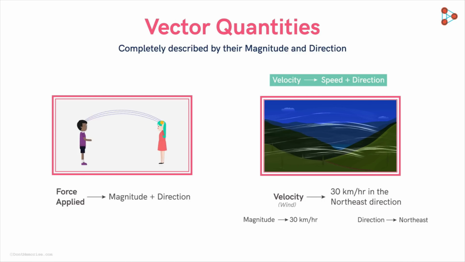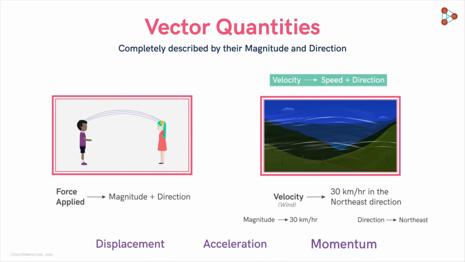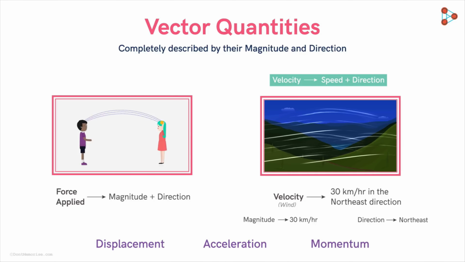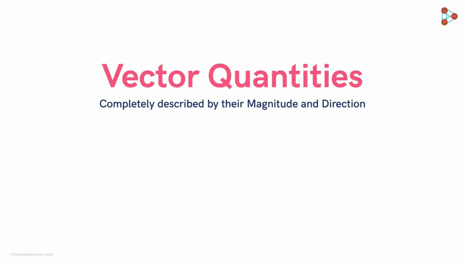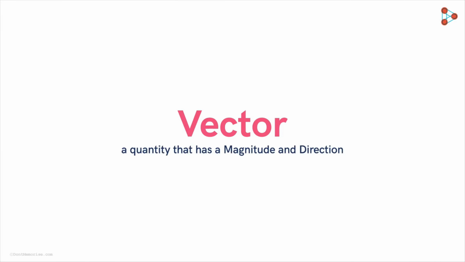In mathematics and physics, you will encounter many vector quantities like this. Some more examples of vector quantities are displacement, acceleration, momentum, and so on. In this video and the upcoming ones, we will understand mathematically what vector quantities are. We will understand some basic concepts about vectors, various operations on vectors, and their algebraic and geometric properties. So let's get started. Mathematically, a quantity that has magnitude as well as direction is called a vector.